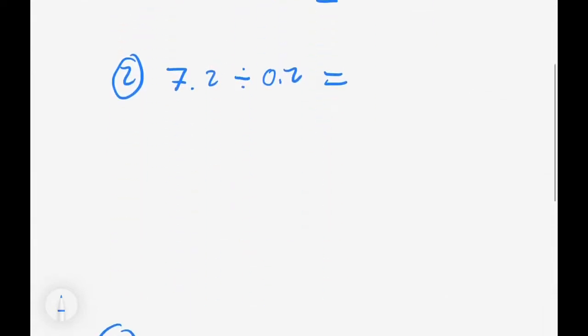Let's look at question 2. So this time we've got 7.2 divided by 0.2. Now this time we've got 2 decimals, so we're going to times both of them by 10. So times that bit by 10, and we're going to times this bit by 10. Now because we're timesing the numerator and the denominator, so the top number and the bottom number, by 10, we're effectively doing both of them, so it won't change our final answer this time. So we won't need to do any kind of conversion back.